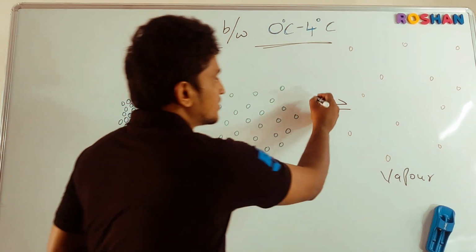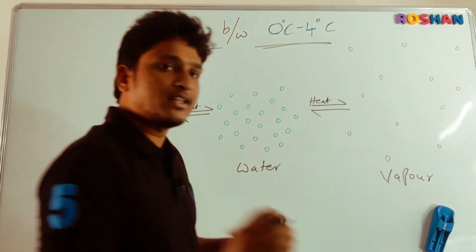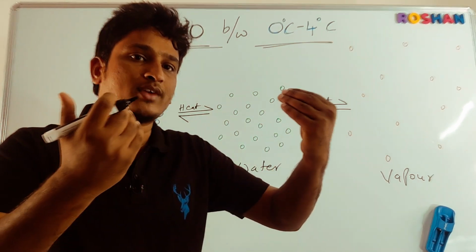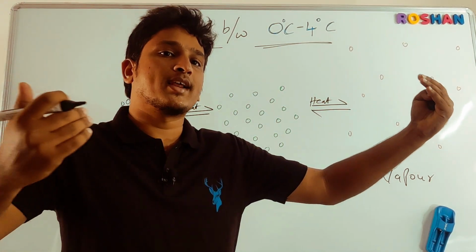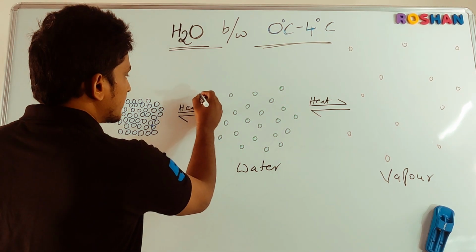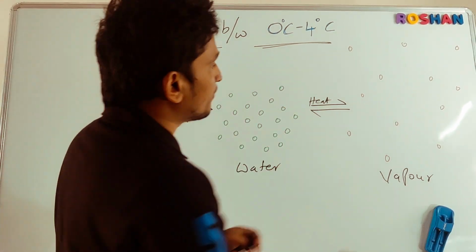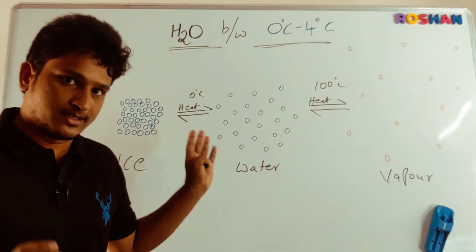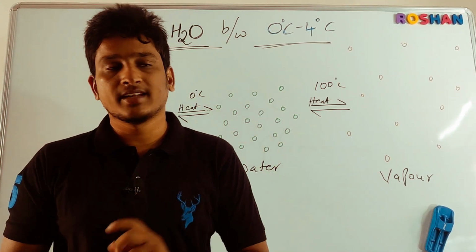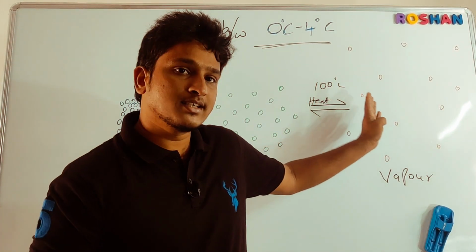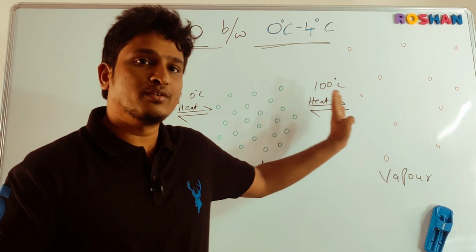Why? Because of energy. When we provide this energy, the molecules gain energy and they try to expand. More energy, more expansion. So that's why the melting point of ice is 0 degrees Celsius and the boiling point of water is 100 degrees Celsius. At 0 degrees Celsius, ice starts melting, converting from solid form to liquid form, and at 100 degrees Celsius, liquid water converts into vapor.